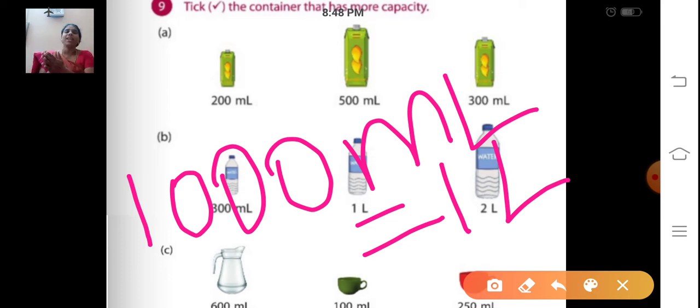Milliliter is a small one, and liter is larger. So 1000 ml makes 1 liter. So ml is the smaller one. Don't forget, ml is used to measure smaller capacities, and liter is used for larger capacities. So 1000 milliliter makes 1 liter.